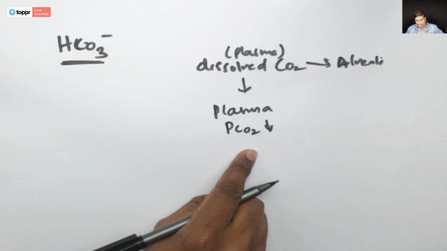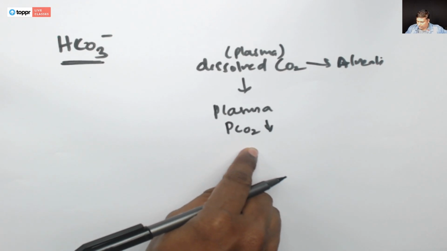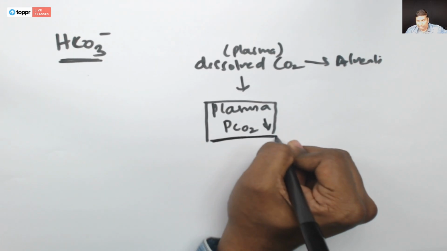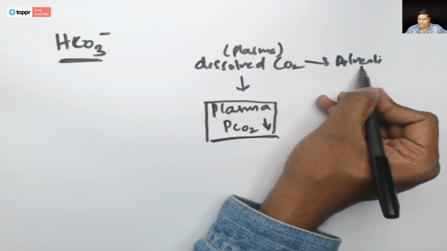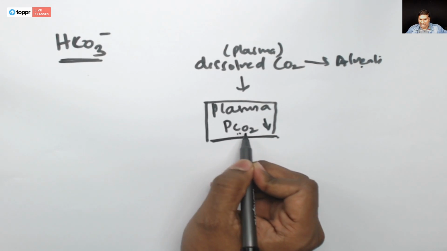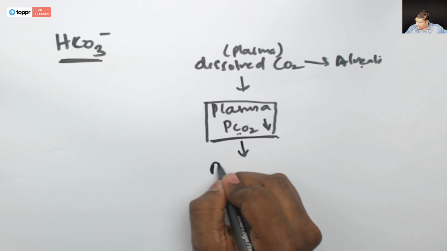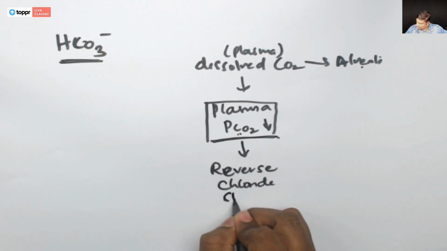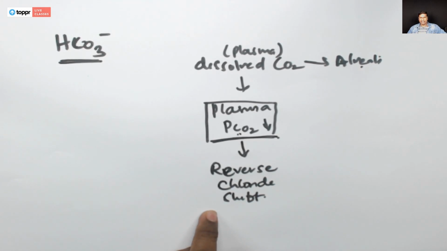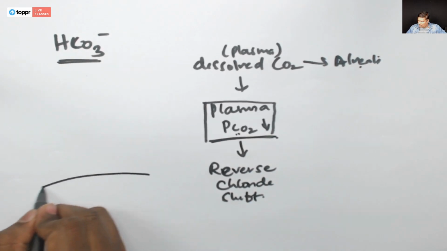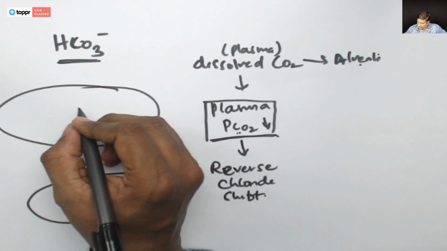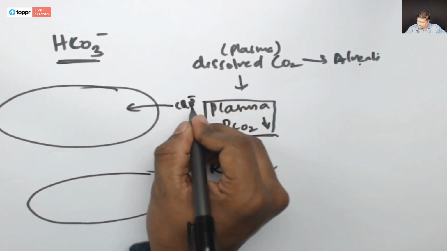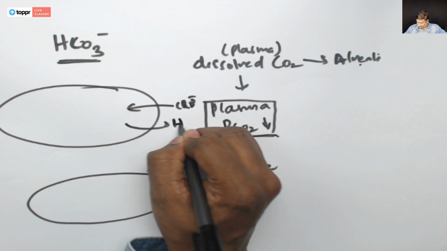When the plasma carbon dioxide partial pressure goes down, because the dissolved carbon dioxide is being released into the alveoli, this causes reverse chloride shift. That is, till now, in the initial stages at the tissues, the chloride ion Cl minus is being pushed in, and the bicarbonate is pushed out.